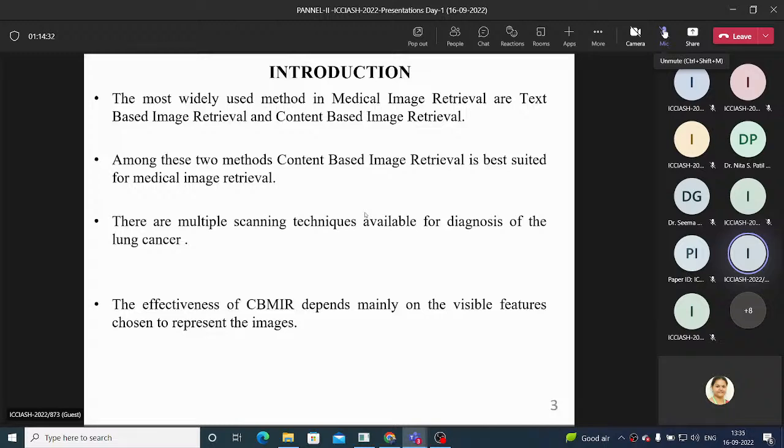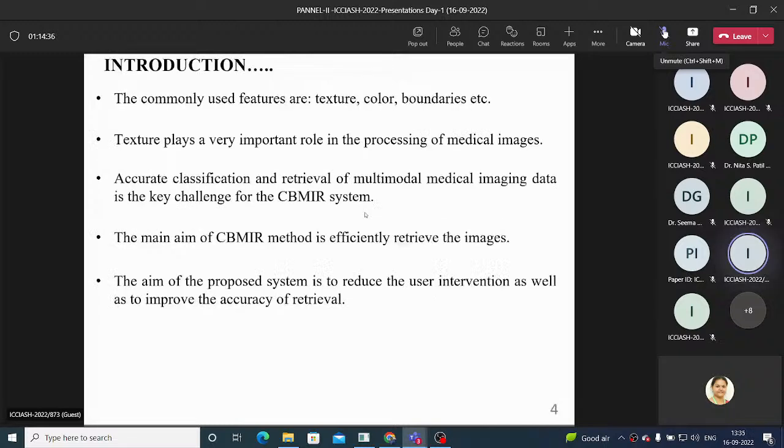Texture plays a very important role in the processing of medical images. Accurate classification and retrieval of multimodal medical imaging data is the key challenge for the CBMIR system. So the main aim of the CBMIR method is to efficiently retrieve the images. The aim of the proposed system is to reduce the user intervention as well as to improve the accuracy.